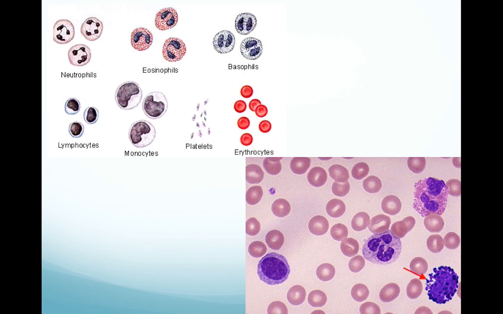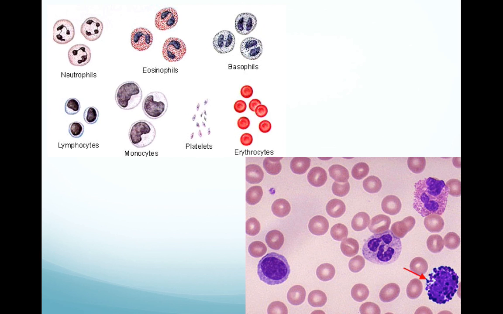So the one that has the red arrow pointed at it would be a basophil because it's got dark purple granules. The one above that would be an eosinophil because it's got red granules. The one in the middle with the lobulated nucleus would be a neutrophil, and that's primarily used to kill off bacteria that enter your blood. And then the one to the left of that would be a monocyte, and that's an important white blood cell for chronic infections, so long-term viral infections, long-term bacterial infections, or fungal infections.